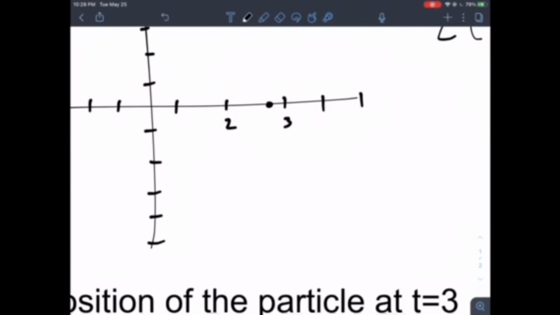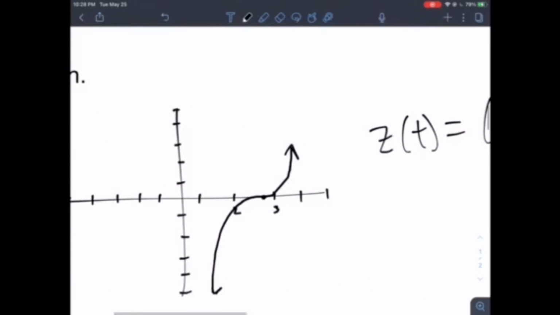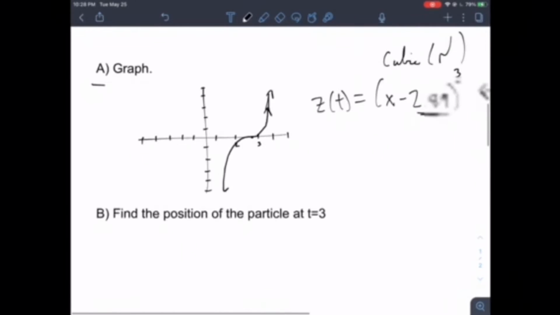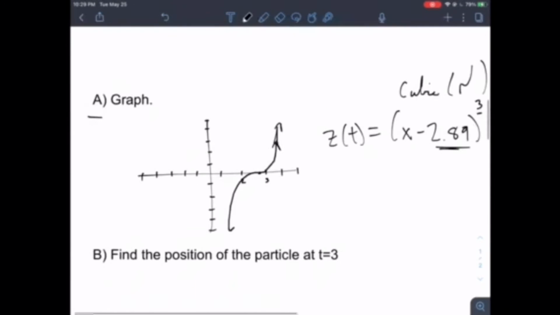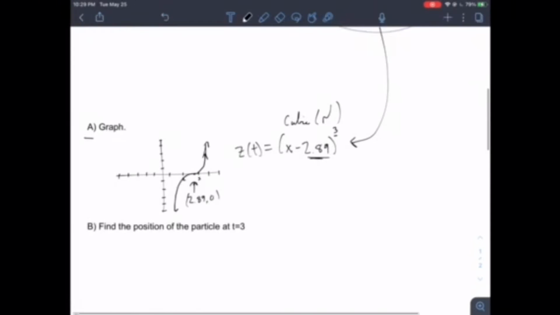Alright, so let's draw this. We'll start at about 1, and we'll go flat here and right up. Oh, my pen did a little something weird. Whatever, it's alright. We get the gist of it. We get what we need. Alright. So that's letter A, that's graph. It doesn't look too pretty, but right there is 2.89, comma 0. And that's what our graph should look like.